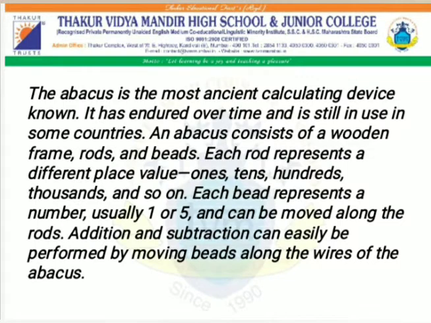The abacus was one of the very ancient calculating devices. It has evolved over time. Wooden frames were used earlier, but now they are replaced by plastic. There are rods and there are beads, and each rod represents a different value, that is ones, tens, hundreds, and thousands. Each bead represents a number, usually 1 or 5. The calculations are done by moving the beads up and down. And I'm sure you are all aware of how to use it because you have abacus as a subject itself.